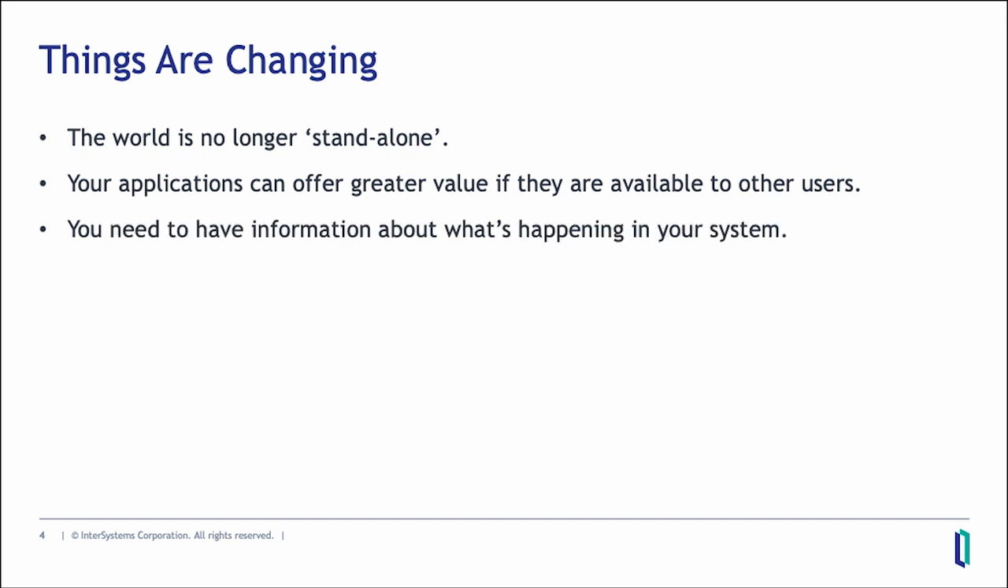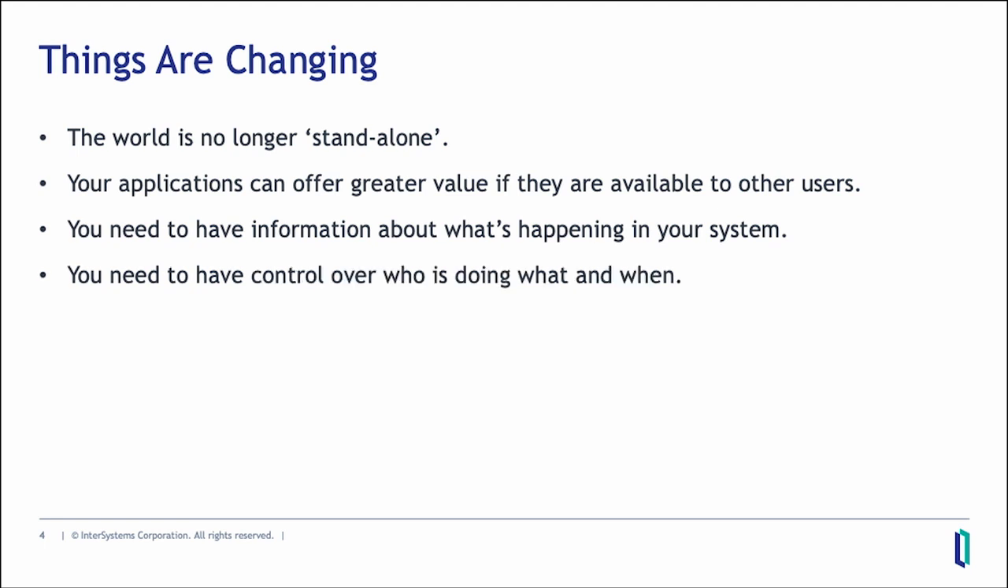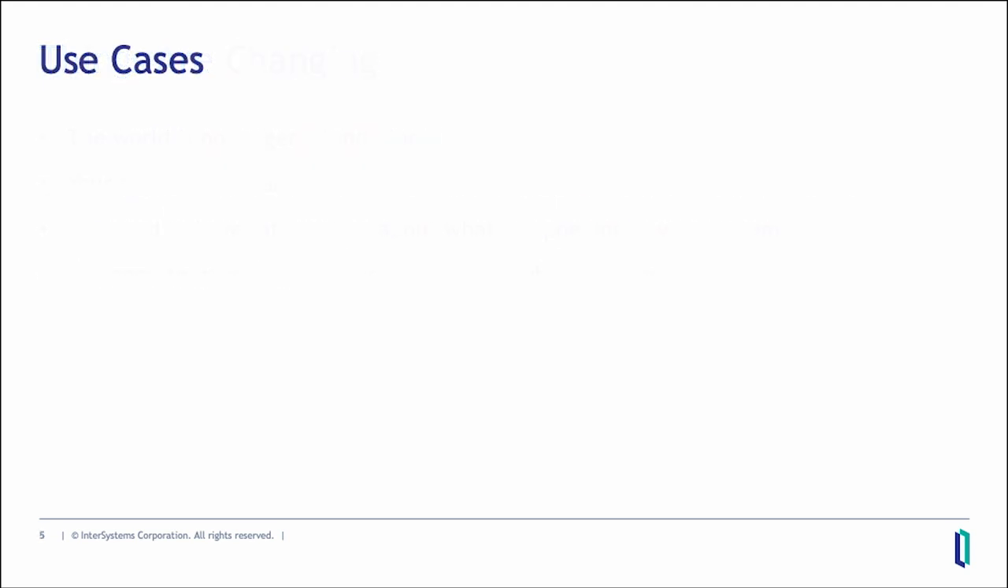So you do need to have information about what people are doing on your system, what's happening to it, who's using it, when, where, and why. And you need to have some control over that. What's going on.